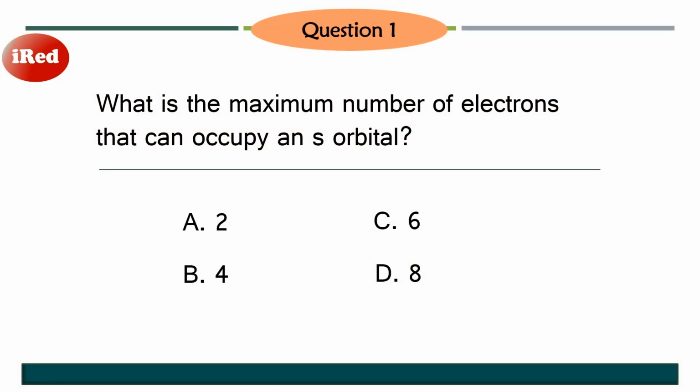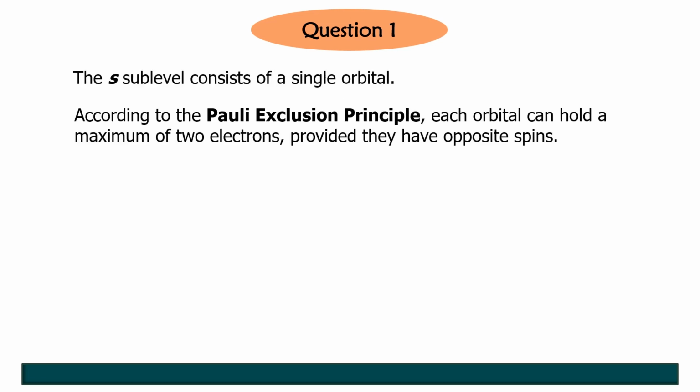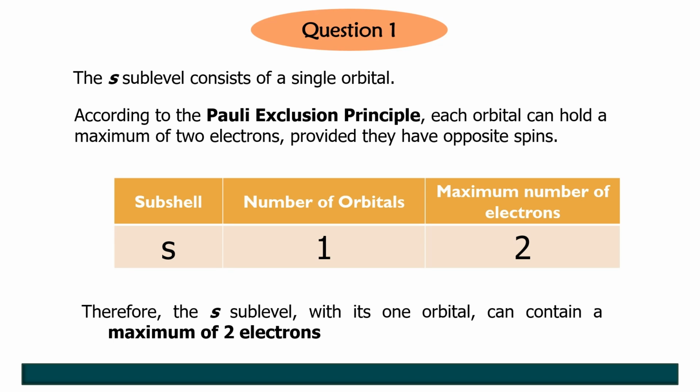What is the maximum number of electrons that can occupy an s orbital? The correct answer is letter A, 2. The s sublevel consists of a single orbital. According to the Pauli exclusion principle, each orbital can hold a maximum of 2 electrons, provided they have opposite spins. Therefore, the s sublevel, with its one orbital, can contain a maximum of 2 electrons.